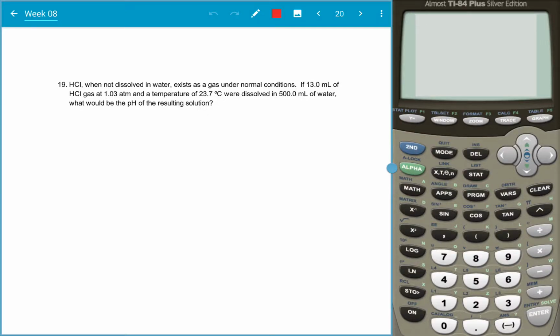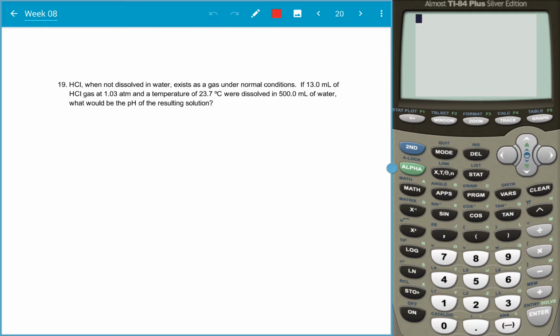HCl, when not dissolved in water, exists as a gas under normal conditions. If 13.0 milliliters of HCl gas at 1.03 atmospheres and a temperature of 23.7 degrees Celsius were dissolved in 500.0 milliliters of water, what would be the pH of the resulting solution?